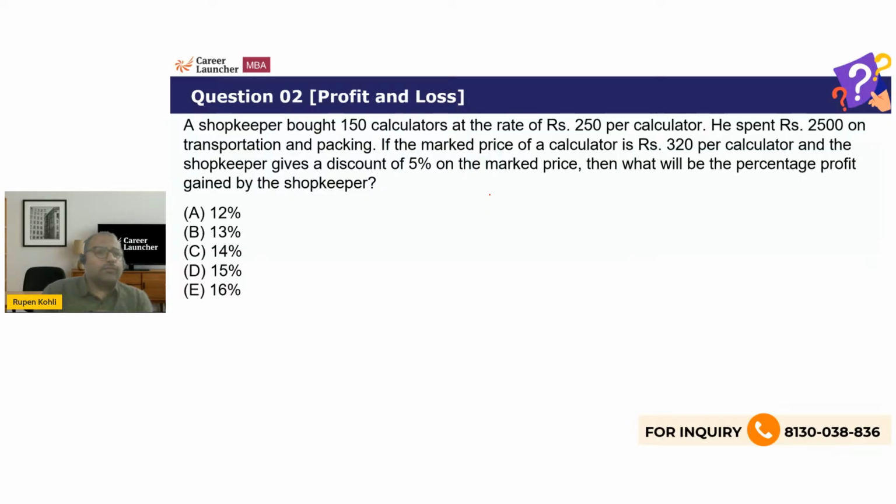All right, so I'm starting off. A shopkeeper bought 150 calculators at the rate of 250. He spent 2500 on transportation and packing. That would get added basically to his cost, right? So it's not just the unit cost that matters. It is also the other costs that eventually get added up. So 150 times 250 is the actual procurement cost, plus 2500 on other things like transporting and packaging. We can say 250 is common, and 2500 is 10 times 250, so 250 into 160 is the total cost.